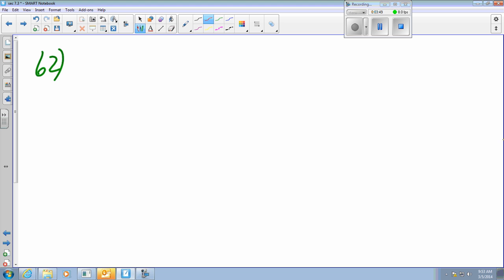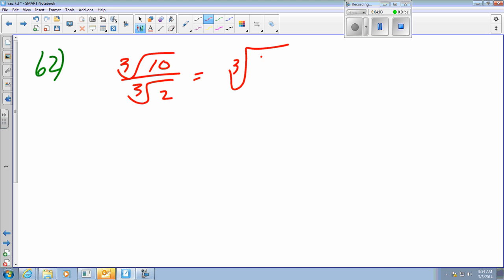62 says we have the cube root of 10 over the cube root of 2. If we knew 10 or 2 were perfect cubes, we would certainly simplify at this point, but since neither one of them are, we're going to try to write them as a single radical, just the opposite of what we were doing in the first few questions where we were splitting it. Here we're putting them together, and we can simplify 10 over 2 into the cube root of 5.